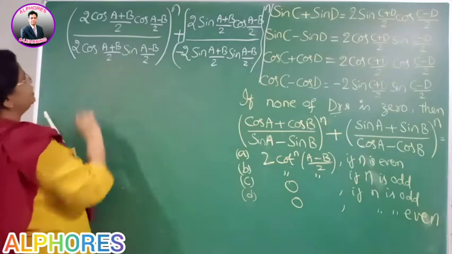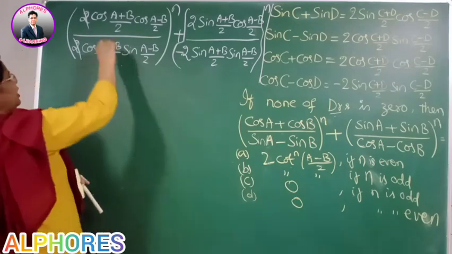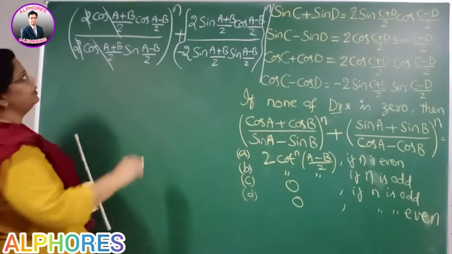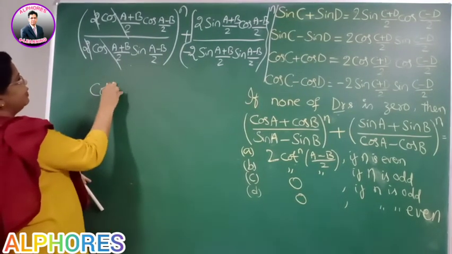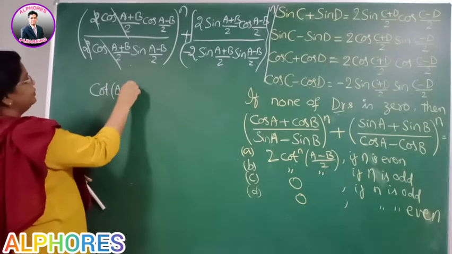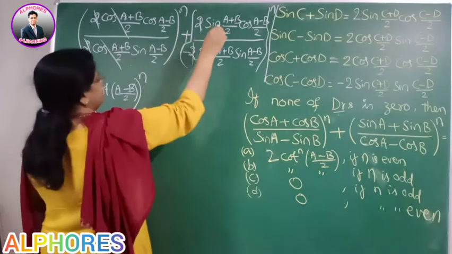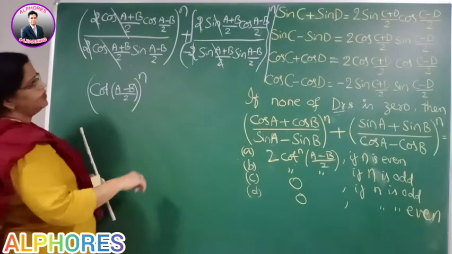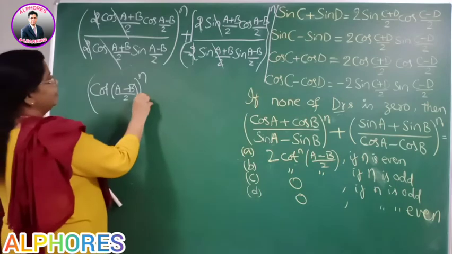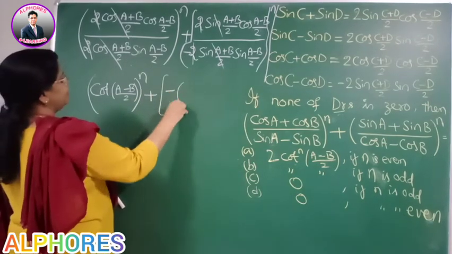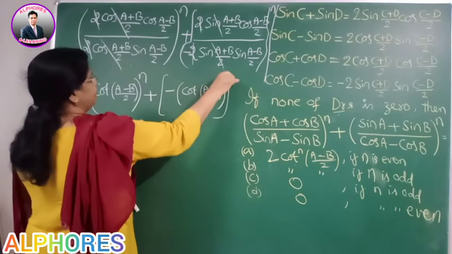Now let us check for any common terms and cancel. The 2 cancels, and cos (A plus B)/2 is cancelled. Cos divided by sin is cot. So this is cot (A minus B)/2 whole to the power of n. After that, again 2 gets cancelled, sin gets cancelled, and again you get cot, but with an extra minus symbol. So plus minus of cot (A minus B)/2 whole to the power of n.